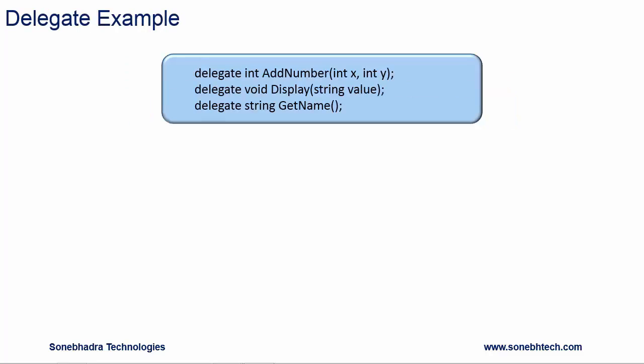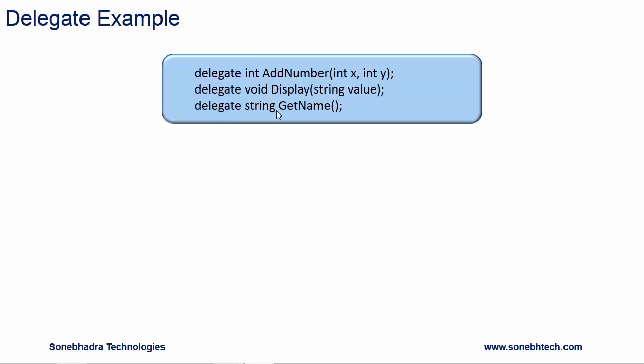Delegate example. Let's see some delegate examples. The first one is delegate add number. It has two parameters of type int and return type is int. So it will refer to method which is having two parameters of type int and return type is int. The second delegate is display. It has one parameter of type string and return type is void. So it will refer to method which is having one parameter of type string and return type is void.